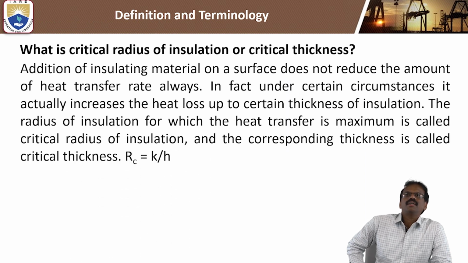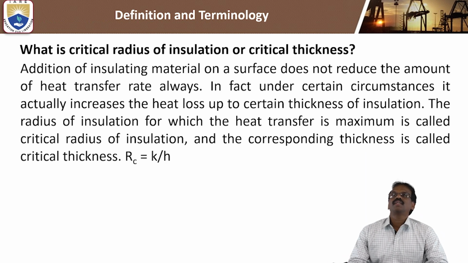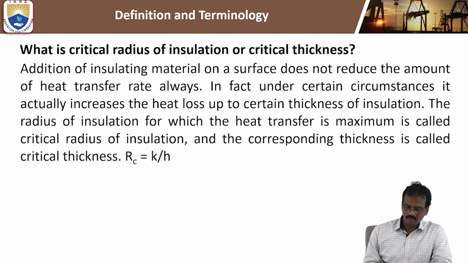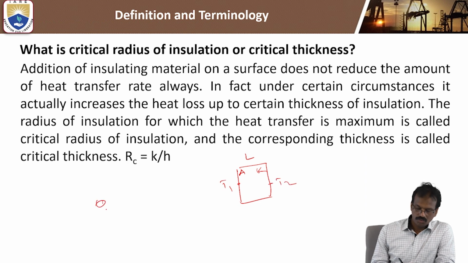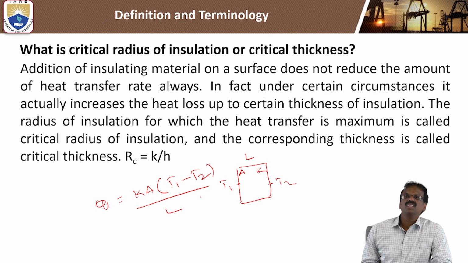Next we'll see the critical radius of insulation. What is the critical radius of insulation, or critical thickness of insulation? We know that according to Fourier's law, if you consider this slab, with thickness L, thermal conductivity K, area A, temperature T1 and temperature T2, then Q is equal to K A into T1 minus T2 by L. K is the thermal conductivity, that is a constant.